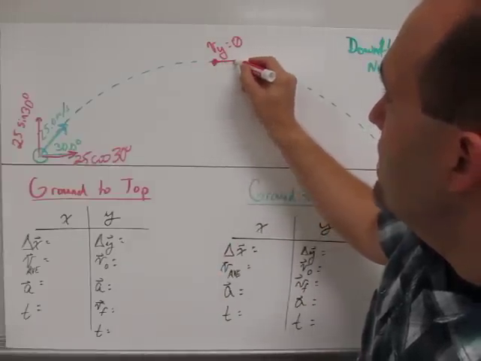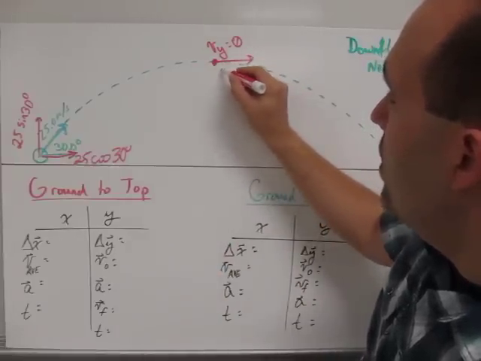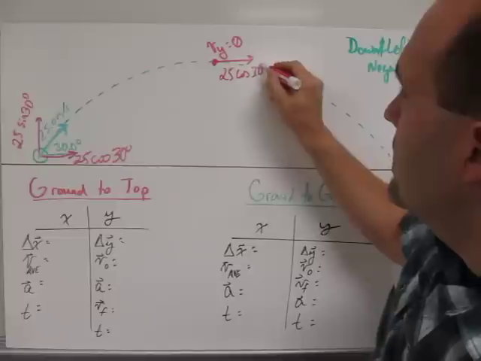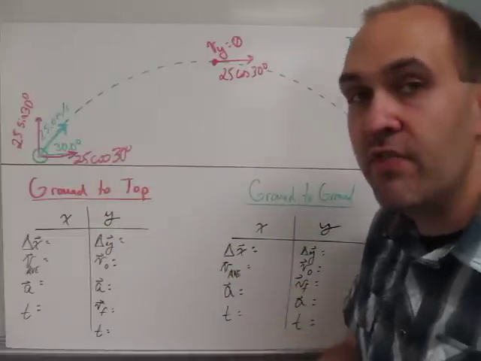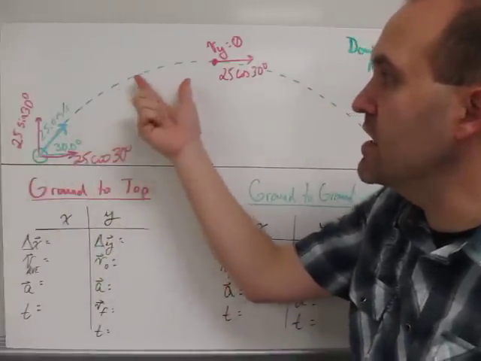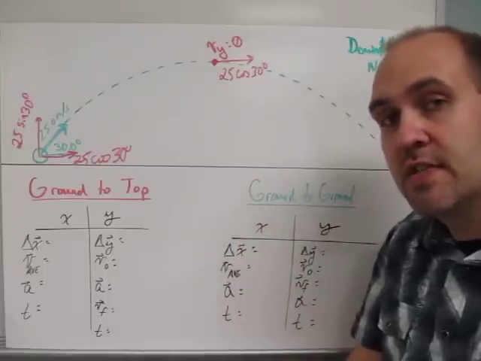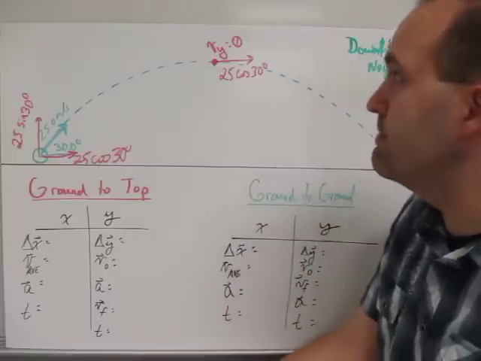And horizontally, that has no effect. So our horizontal speed is still 25 cosine 30. That horizontal velocity never changes the entire way up and down. It's always constant. Nothing's pushing it sideways once it leaves Pat's foot.